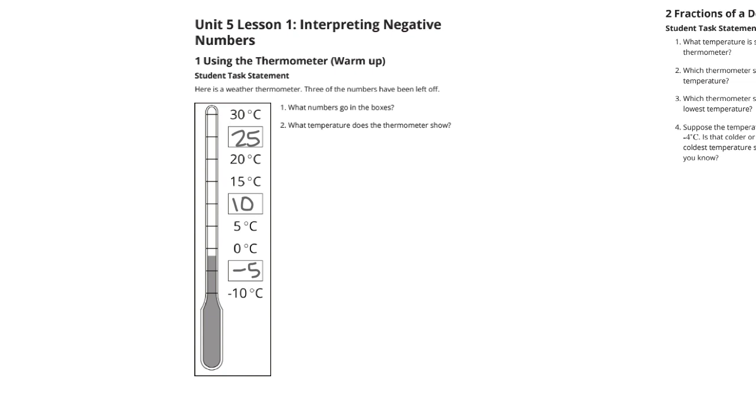Now, what temperature does the thermometer show? Well, if we're right there, we're somewhere between 0 and negative 5. If we're between 0 and negative 5, we're around negative 2 degrees Celsius. Let's continue on to our next example.